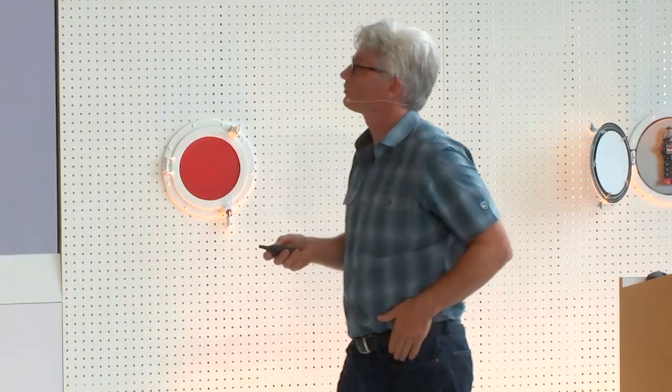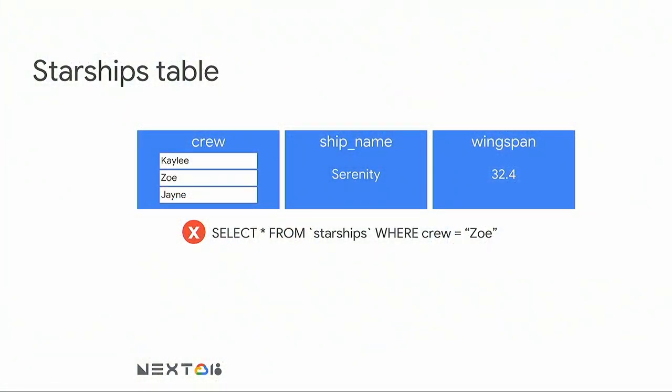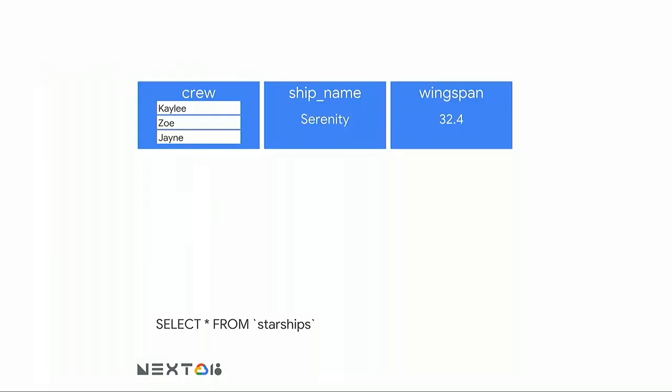So let's see how that works. In this example, we want to find all the starships where crew member equals Zoe. If you do it like this, which is what we just did in the BigQuery UI, you're going to get an error. So you've got to unnest it first. So select star from starships. That was what we did in the very first query.